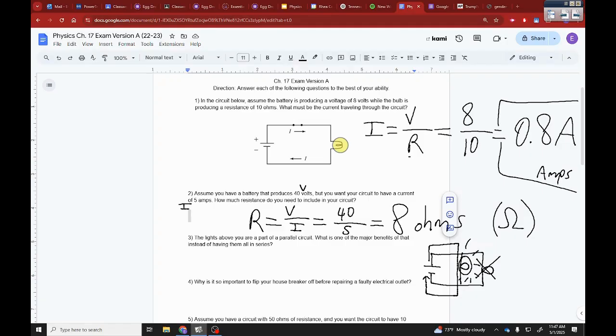That's the main benefit. Now, number 4, why is it so important to flip your house breaker off before repairing a faulty electrical outlet? Main benefit of that is so you don't become part of your house's circuit, because your house has a whole lot of electricity flowing through it and you don't want to be part of that circuit.